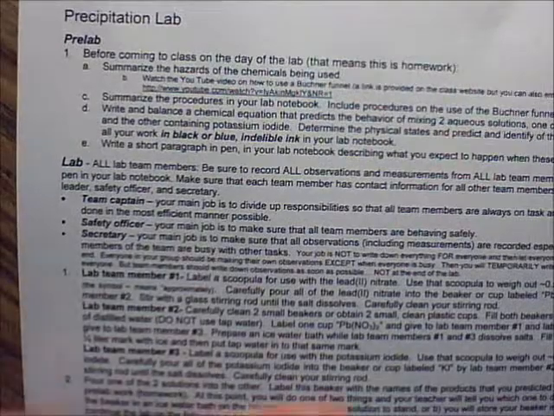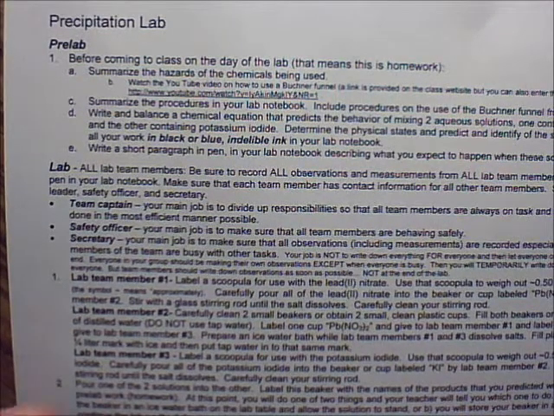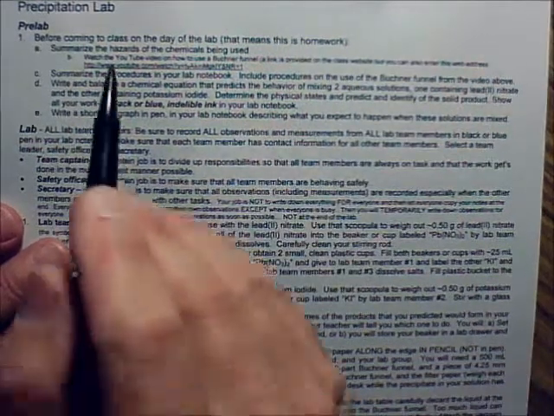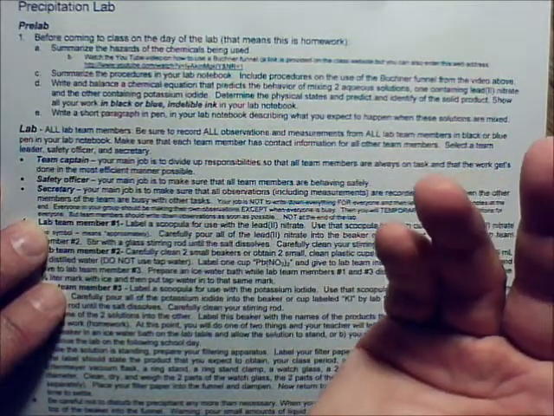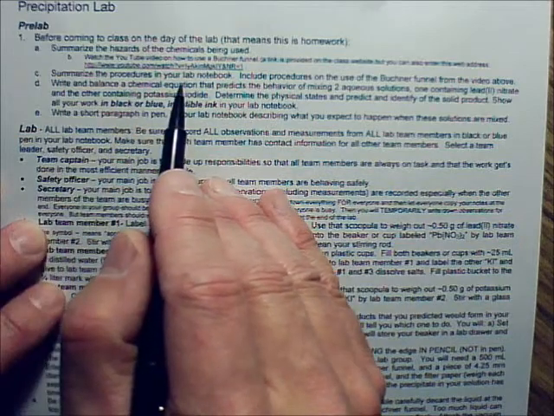Now, let's talk about the pre-lab. You need to have your procedures outlined. That doesn't mean you have to have them word for word. It means they need to be outlined in your lab notebook. So here's your procedure sheet. That's a lot we have to copy. Well, the first thing here, it says summarize the hazards. Well, we just talked about that, didn't we? Yeah. Summarize the procedures. Okay?